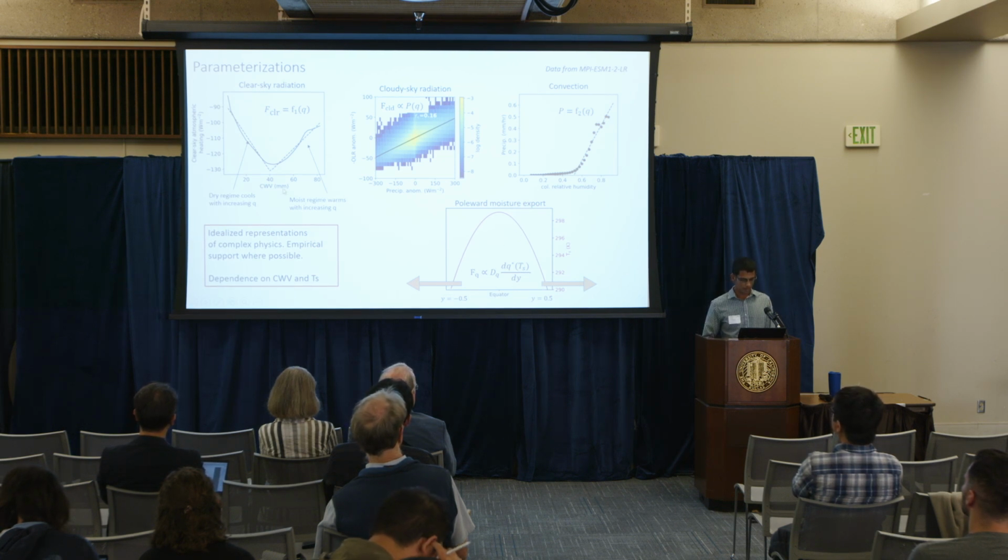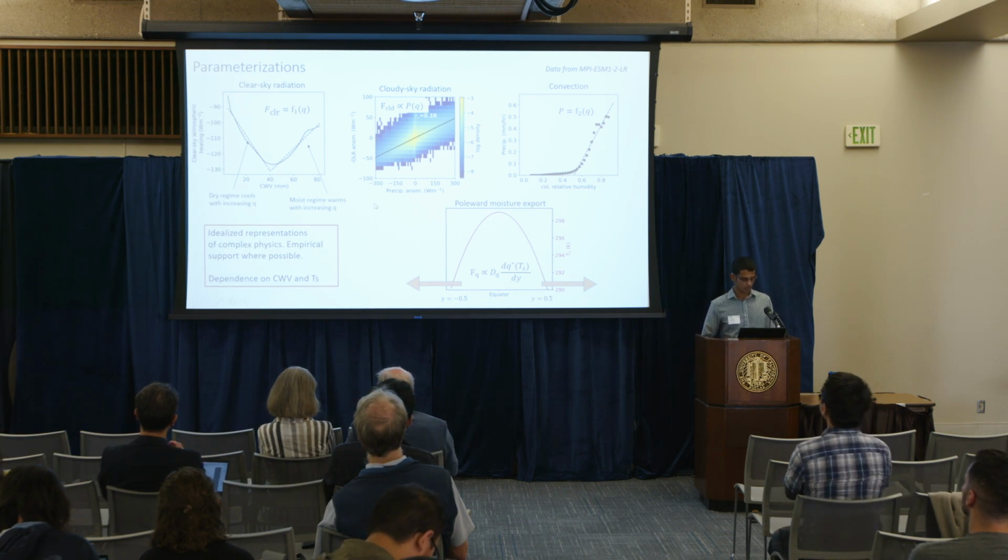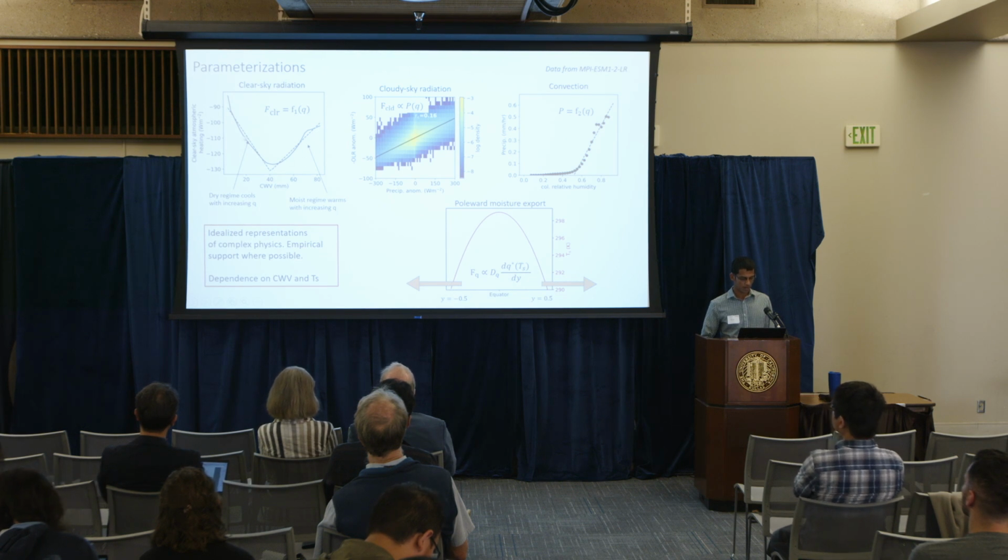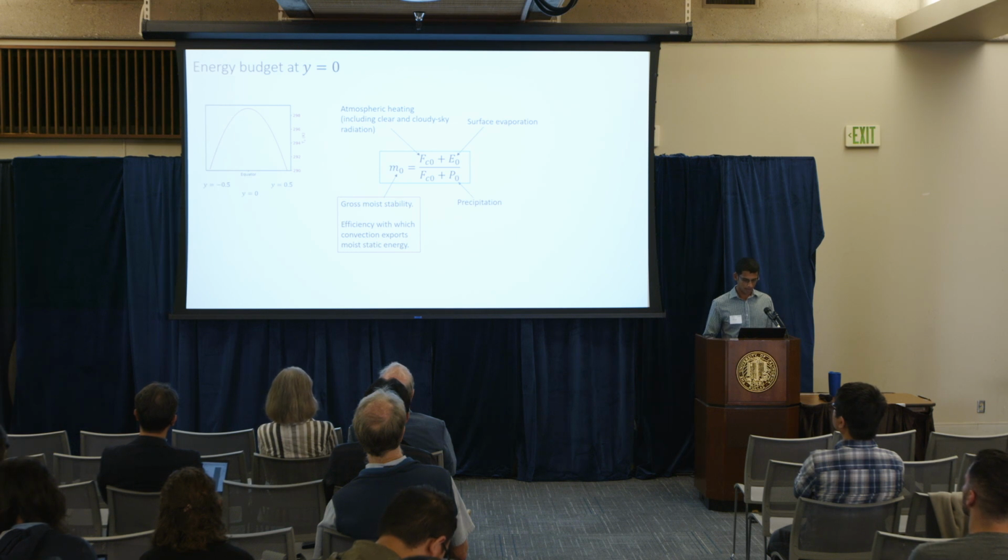And the thing to note here is that these are all complex parameterizations, but we try to appeal to empiricism wherever possible, and also we've tied in an explicit dependence on the column water vapor and surface temperature. So if you know what the moisture is doing and the temperature is doing, you know the physics, basically. And the key thing on this slide is that we have a simple equation which we can manipulate to get expressions for the ITCZ area.